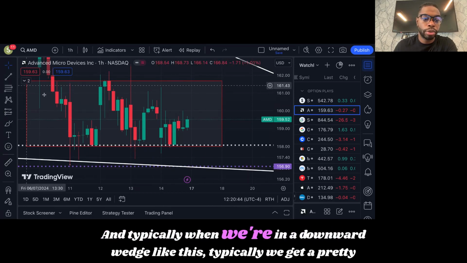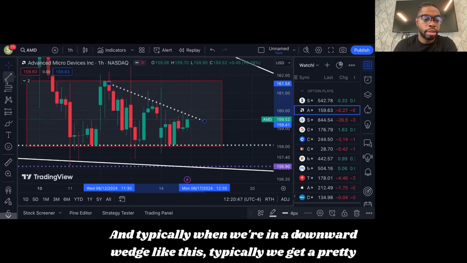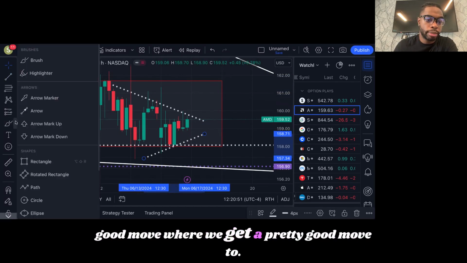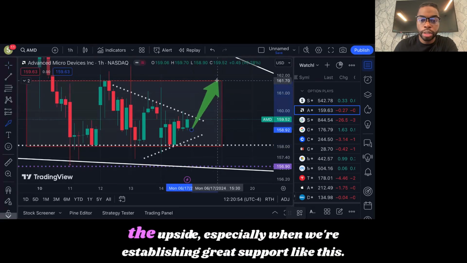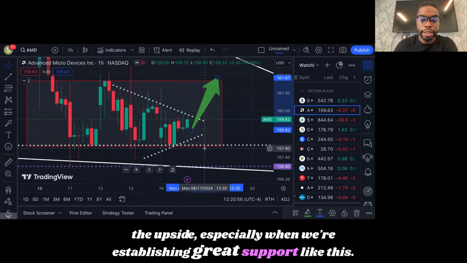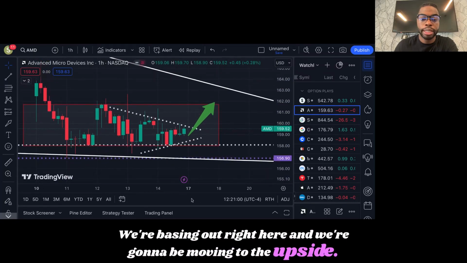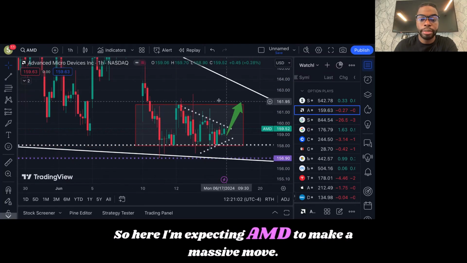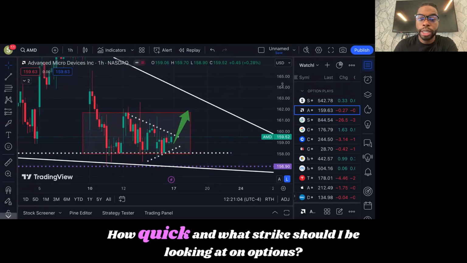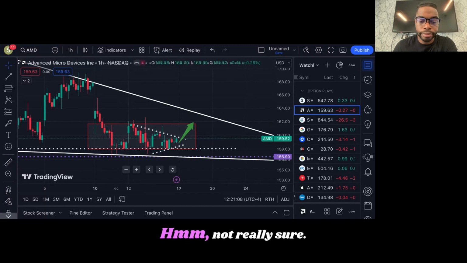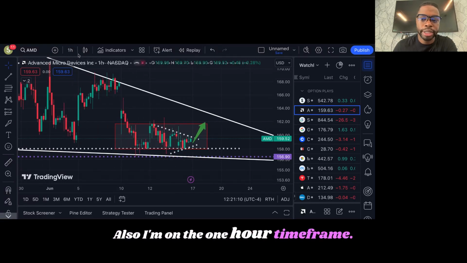Typically when we're in a downward wedge like this, we get a pretty good move to the upside, especially when we're establishing great support like this. We're basing out right here and we're going to be moving to the upside. So here I'm expecting AMD to make a massive move. How quick, and what strike I should be looking at on options, not really sure. Also, I'm on the 1 hour time frame.